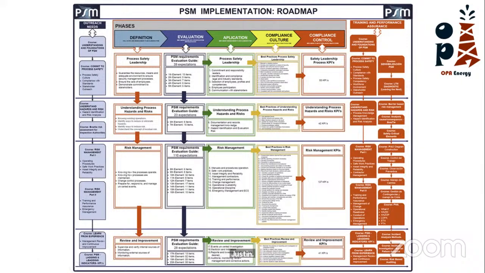As you can see at the top of this roadmap, there are 5 phases. The first phase, the light blue one, is the definition. You have to define certain elements. You have to define your process safety leadership. Who is responsible to lead the process safety in your organization? Understanding the process safety hazard and risk: what are the process hazards and risks in my plant, in my organization? This is an important definition you have to identify.